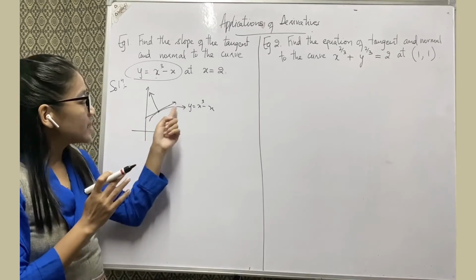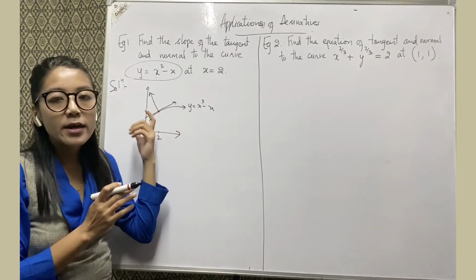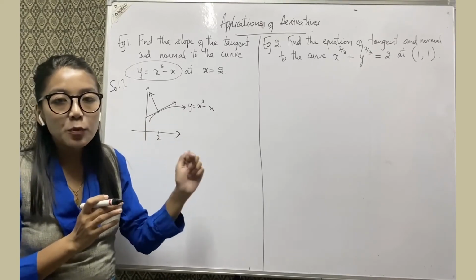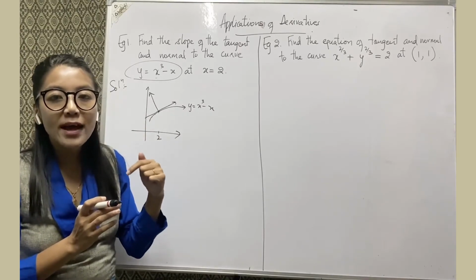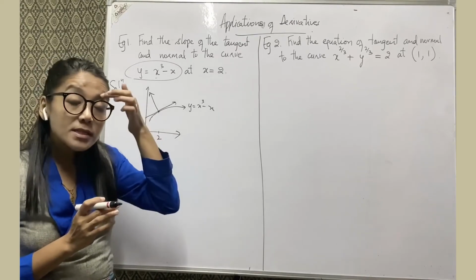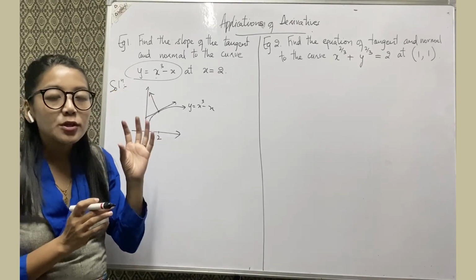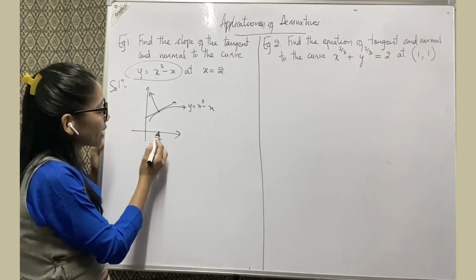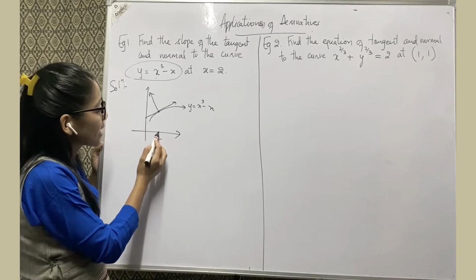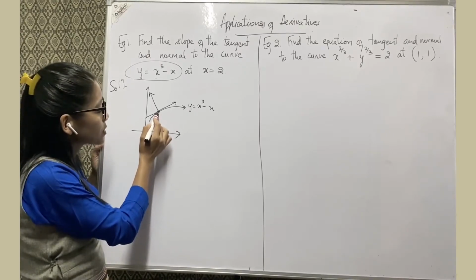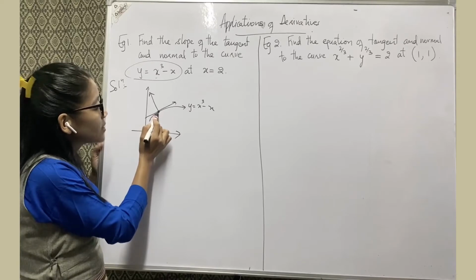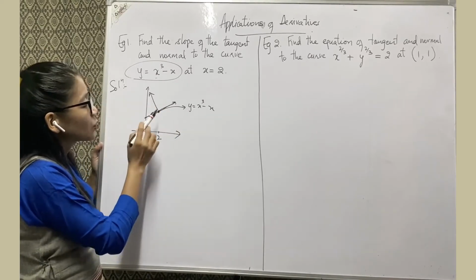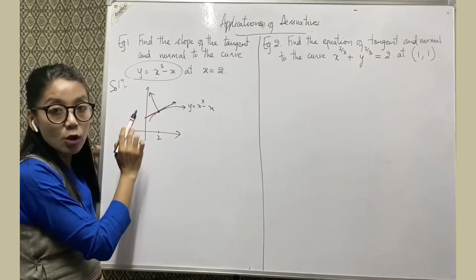On this curve y is equal to x cube minus x, there are infinitely many tangents, right? Because there are infinitely many points on this curve, and from each point you will have a unique tangent. But you are asked to find out the slope of that particular tangent and normal which passes through x is equal to 2, right? So when I take x is equal to 2, corresponding to 2 you get this point. So at this point you get a tangent and a normal. So you are asked to find out the slope of this tangent and this normal. So this is the question.